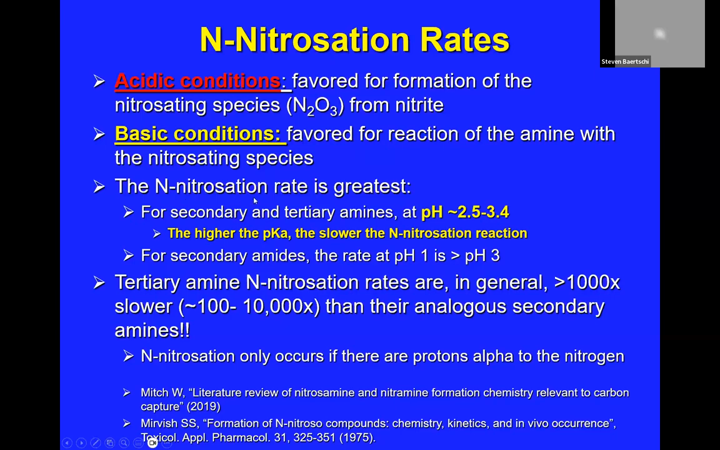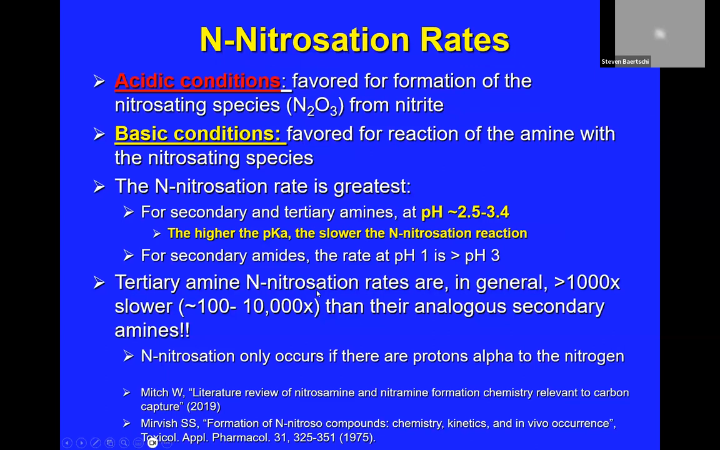The N-nitrosation rate for amines is greatest in the 2.5 to 3.4 region, sort of a competing region between deprotonation of the amine and the formation of the nitrosating species. For secondary amides, the rate is maximized as you continue to go lower. So for secondary amides, the rate is much higher at pH 1 than pH 3.